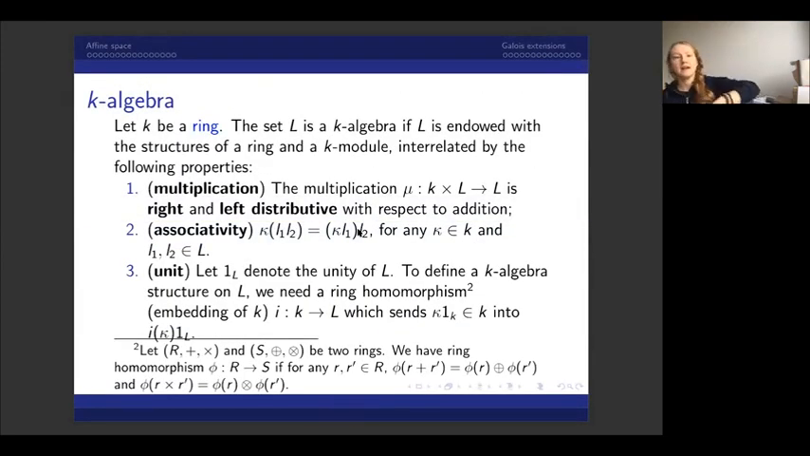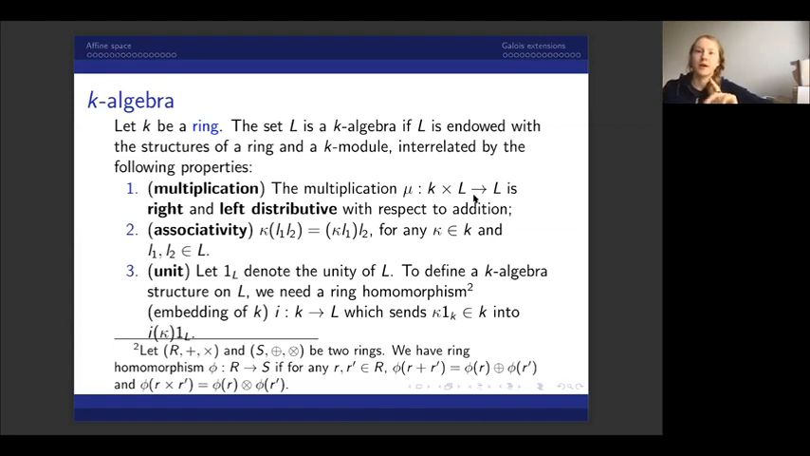Okay, so in case you need a reminder about K-algebras, let K be a ring. And the set L is a K-algebra if L is endowed with the structures of a ring and a K-module interrelated by a certain number of properties. You have three properties. So obviously, you need a multiplication. So you define your multiplication such that if you take an element in K and an element in L, you will land in L. So this is right and left distributive with respect to the addition.